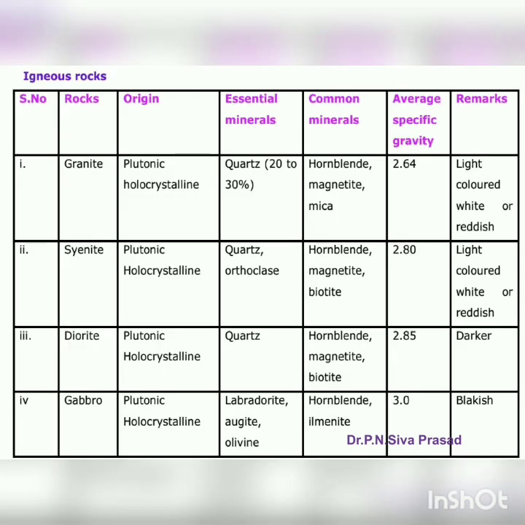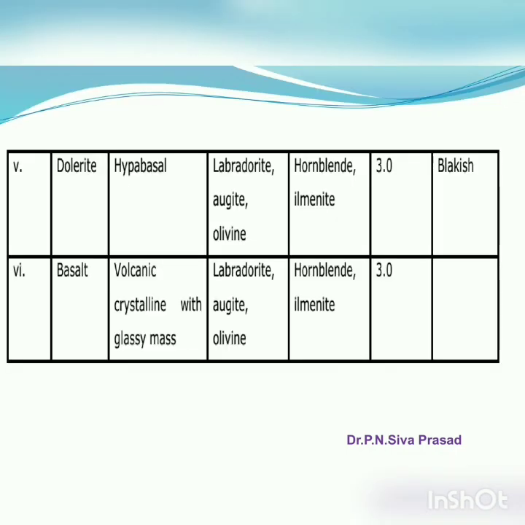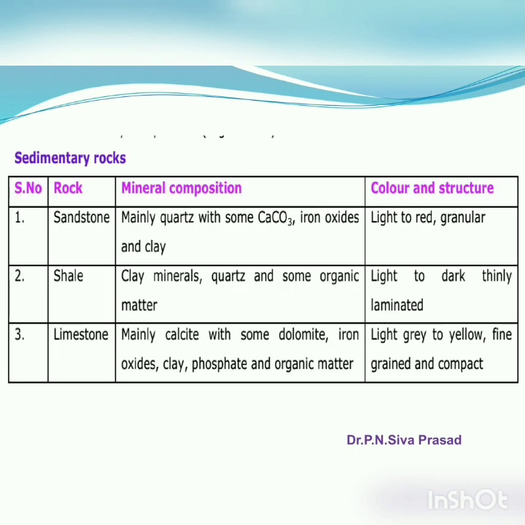Rocks are basically classified into three types: igneous rocks, sedimentary rocks, and metamorphic rocks. Based upon origin, igneous rocks are classified into plutonic rocks and volcanic rocks. Based upon silica content, into five types: acidic rocks, subacidic rocks, basic rocks, subbasic rocks, ultrabasic rocks. Important sedimentary rocks are sandstone, shale, and limestone.